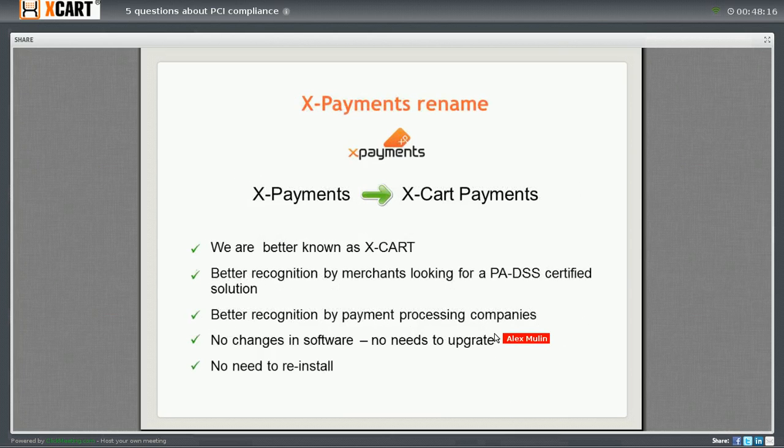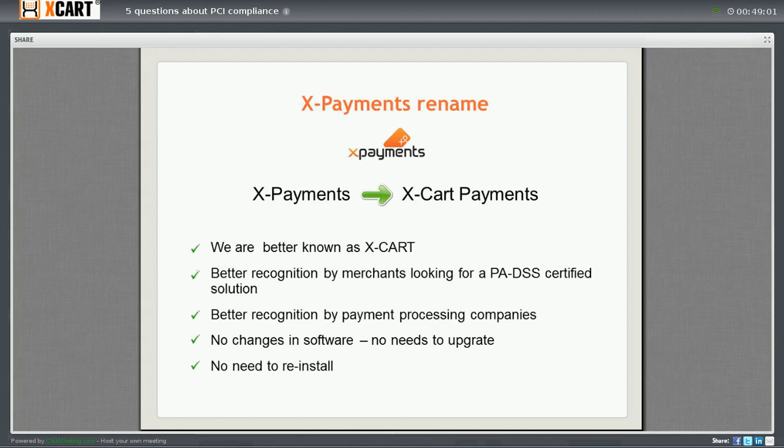Thank you, Sally. I'm going to tell you a couple of things about X-Payments. X-Payments is our PA-DSS certified software that works as an intermediary between the shopping cart and payment gateway for PCI compliant credit card processing. And I want to tell you that we're going to rename it to X-Cart Payments. That's done for better recognition by our customers, partners, and other organizations that may need to check for X-Cart on the PCI Council website. As you understand, we're better known as X-Cart, not as X-Payments.